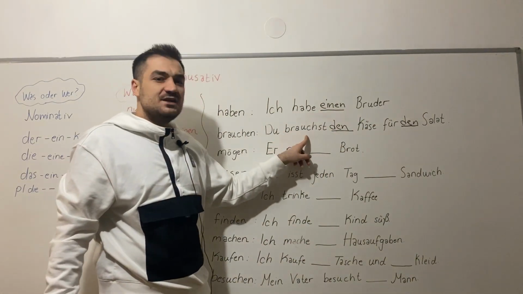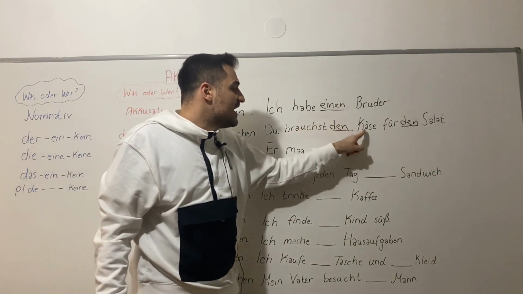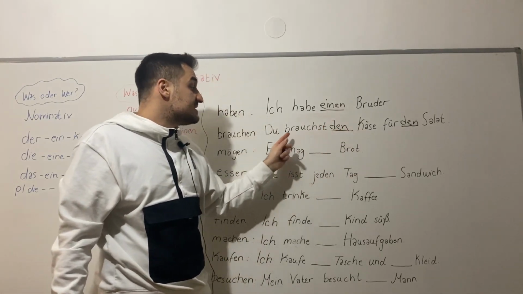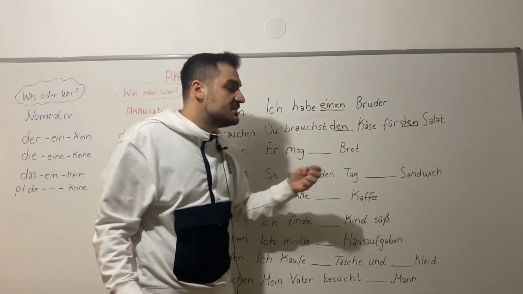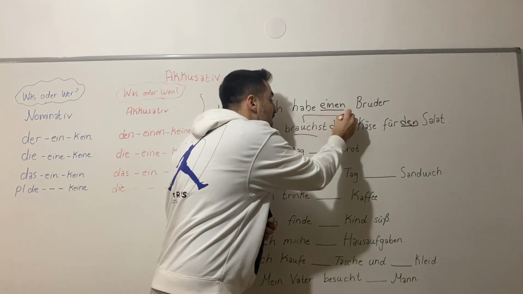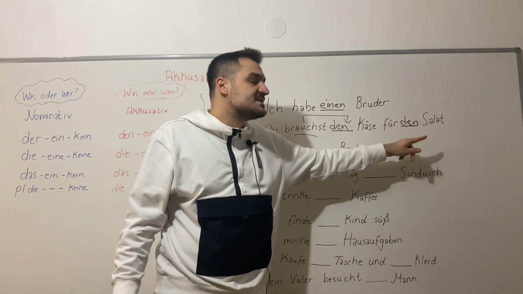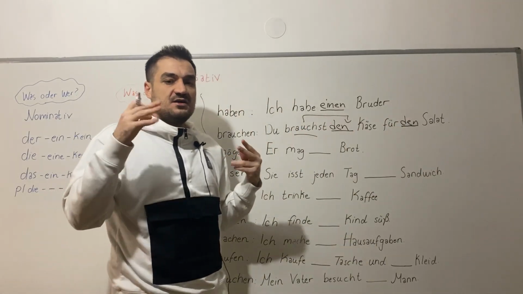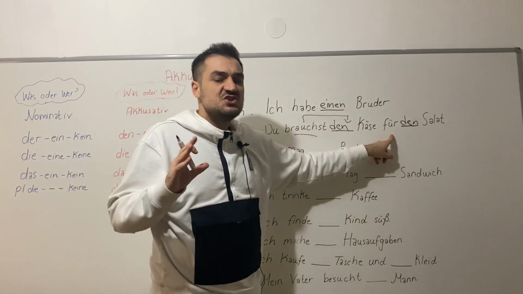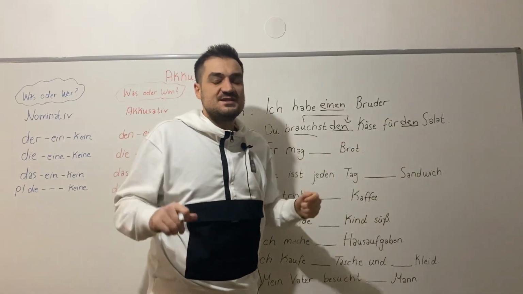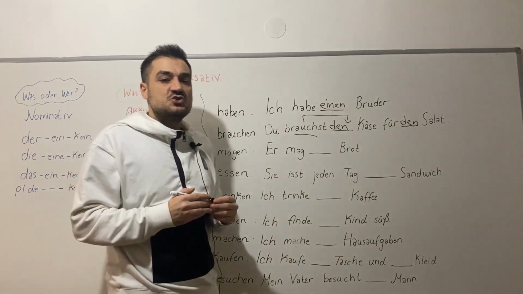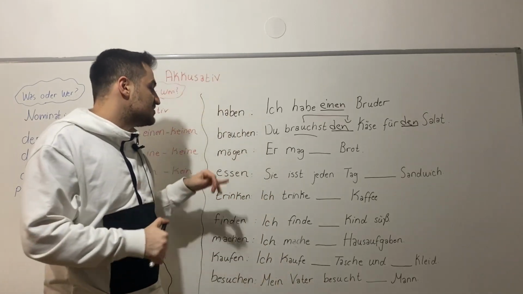Now, brauchen here is directly affecting the cheese. And here it's a little bit, it's a movement. That's why we are doing here the accusative case. Here, für den Salat, for the salad. Here it's a little bit different because für is a preposition, and after für we are always using the accusative case, but I will teach you this a little bit later, the prepositions.